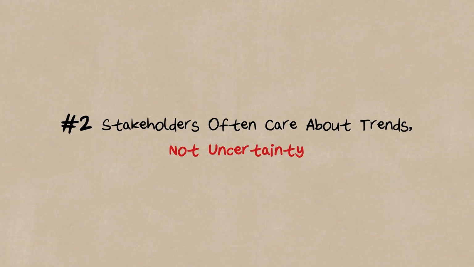Point number 2, stakeholders often care about trends, not uncertainty. In the product world, you're looking for action-oriented decisions, and stakeholders typically care about whether one group performs better than another. Did this new feature increase conversions? Rather than the precise uncertainty around those results. A bar graph without error bars makes it easier to highlight trends and differences between groups without introducing statistical complexity.